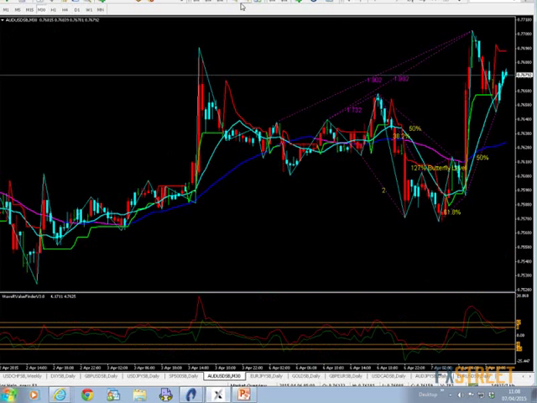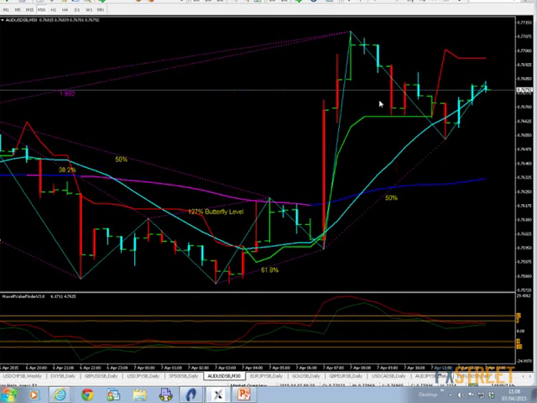and the most prominent of these little markers, as you can see, we've got a 50%, we've got a 61.8, and various others. We've got a 127% butterfly level.